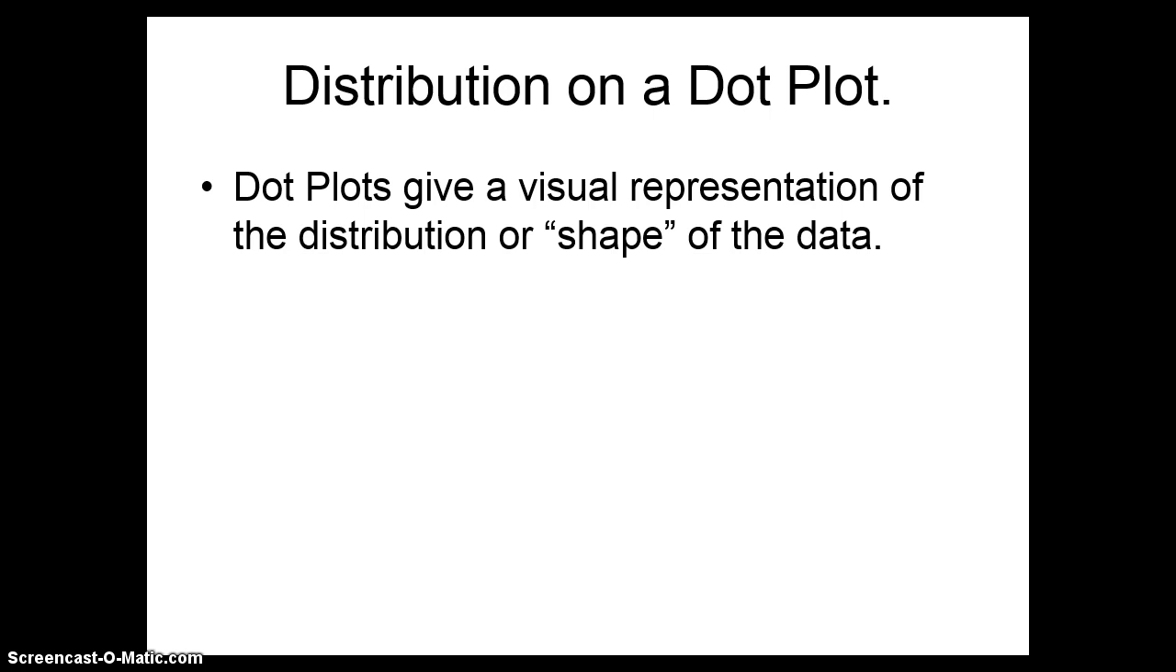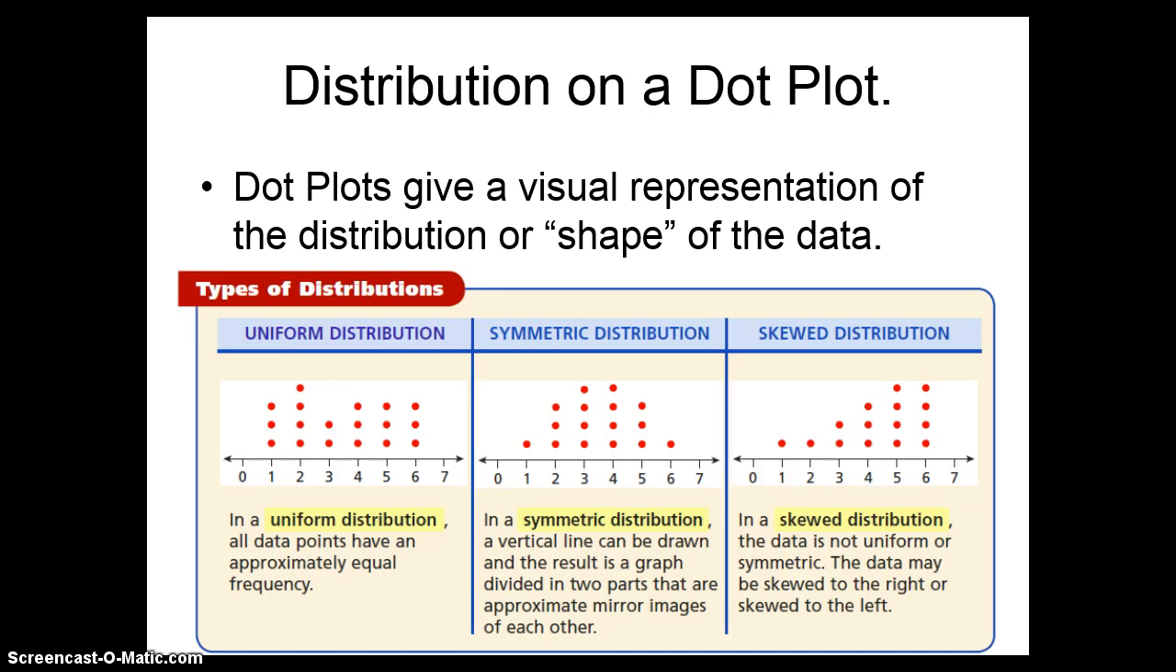Let's talk about variability or distribution on a dot plot. Dot plots are great because they give us a visual representation of the distribution or shape of the data. Let's look at three different distributions we could have on a dot plot. The first is uniform distribution. And in a uniform distribution, all the data points have an approximately equal frequency. So if I'm looking at the dot plot, all of the columns should be about the same height.